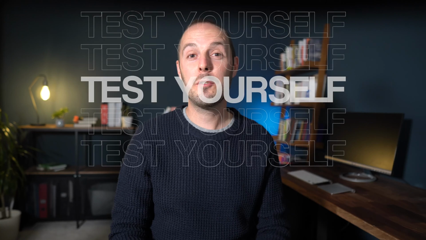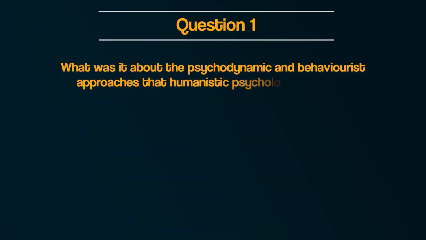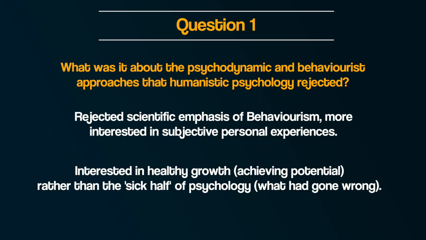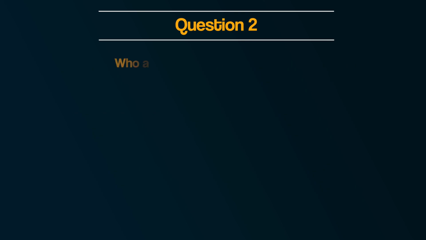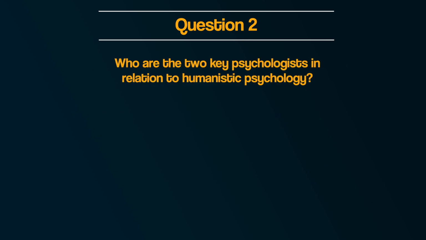So now let's test your understanding of what we've covered about humanistic psychology. A question will appear with a few seconds for you to pause the video before the answer appears. Here we go. Question 1. What was it about the psychodynamic and behaviourist approaches that humanistic psychology rejected? Question 2. Who are the two key psychologists in relation to humanistic psychology?